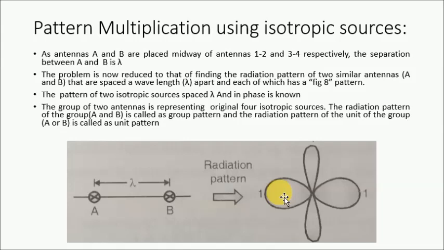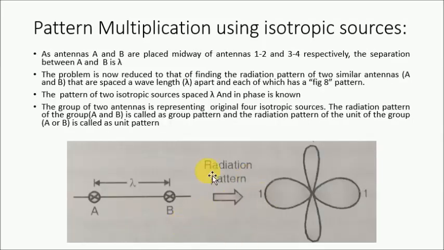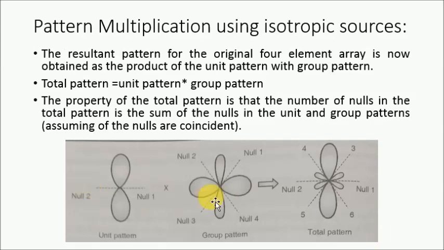So here this pattern is known as the group pattern. Now the actual pattern is nothing but the unit pattern into the group pattern. We know the total pattern is unit pattern into group pattern. So what is the unit pattern? It is the H-shaped pattern. And what is the group pattern? Already we have, here you can see, already we have drawn that pattern. Now if you multiply these two, remember how to multiply.